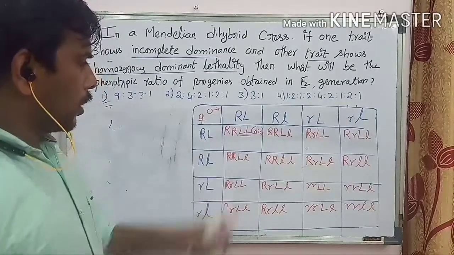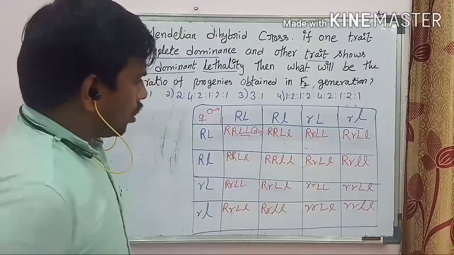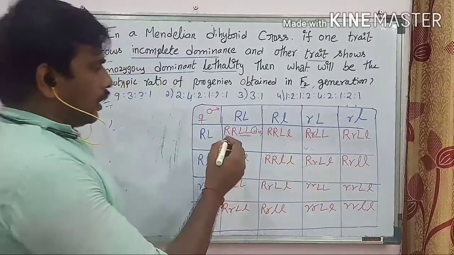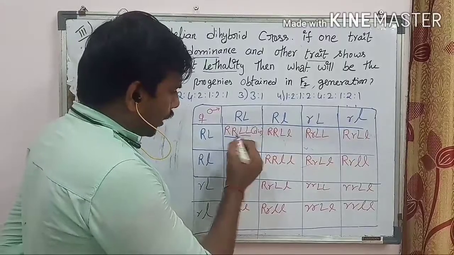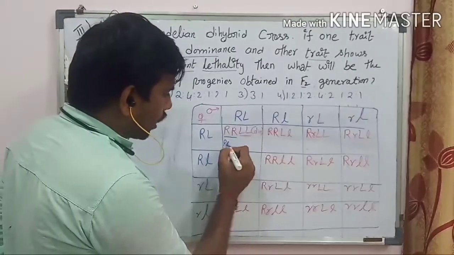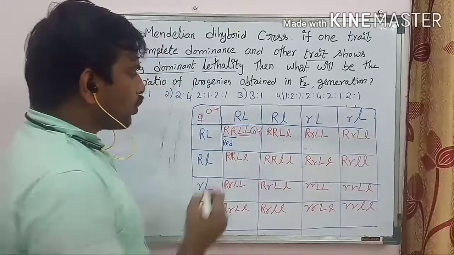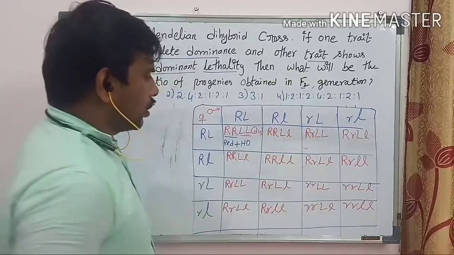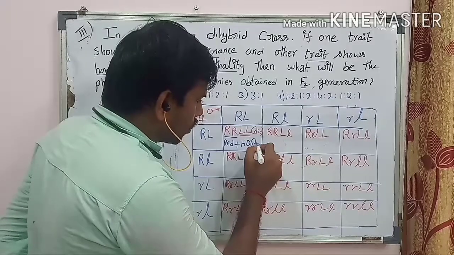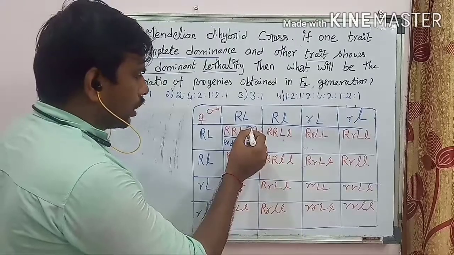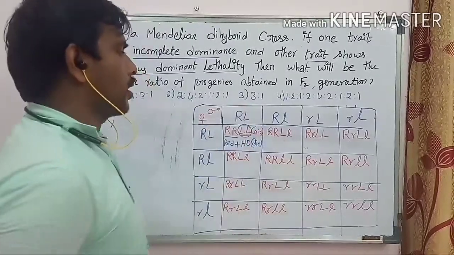Now see here the first genotype and what kind of phenotype it produces. I forgot about this capital R. Generally, as we have discussed previously, it gives the red phenotype plus homozygous dominant. It means this organism will die. It will die because these two alleles are in dominant condition.